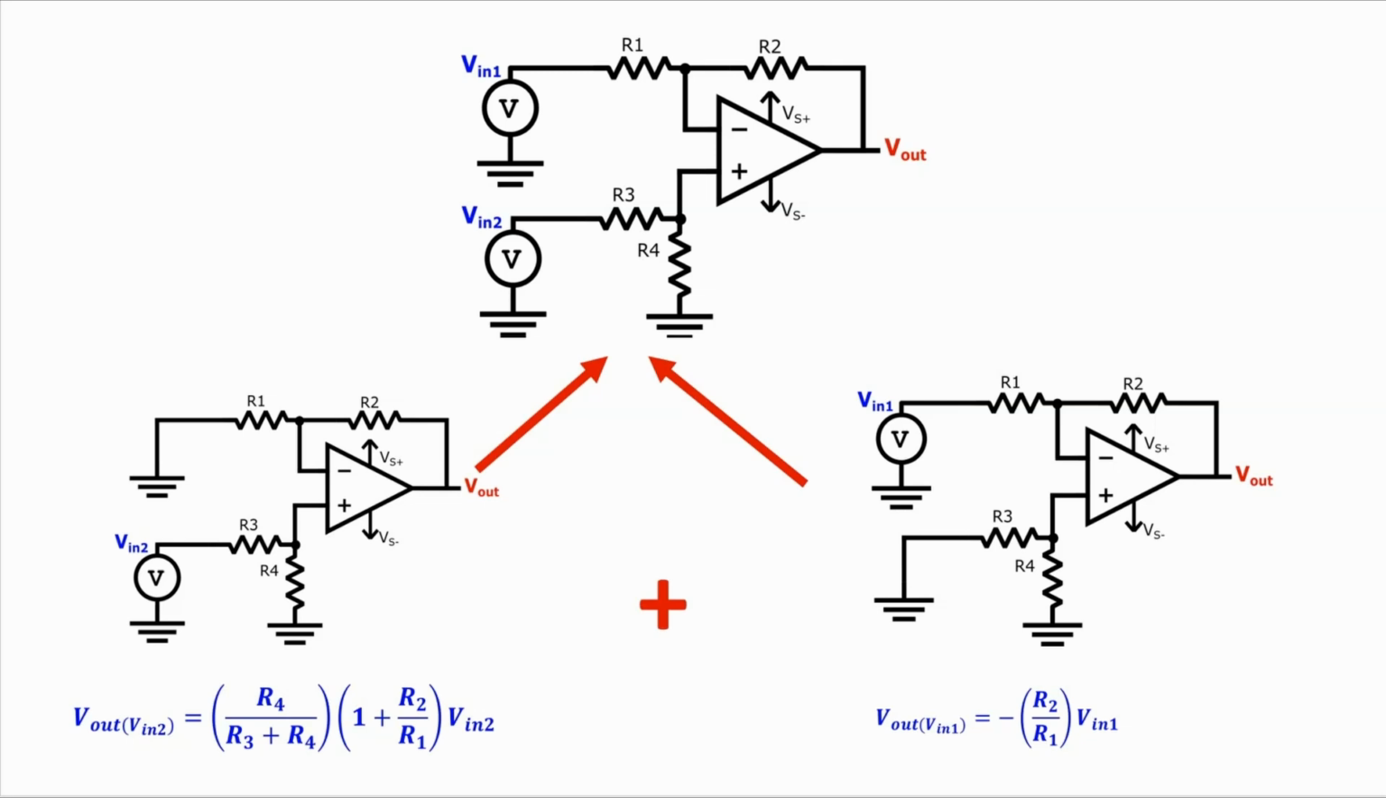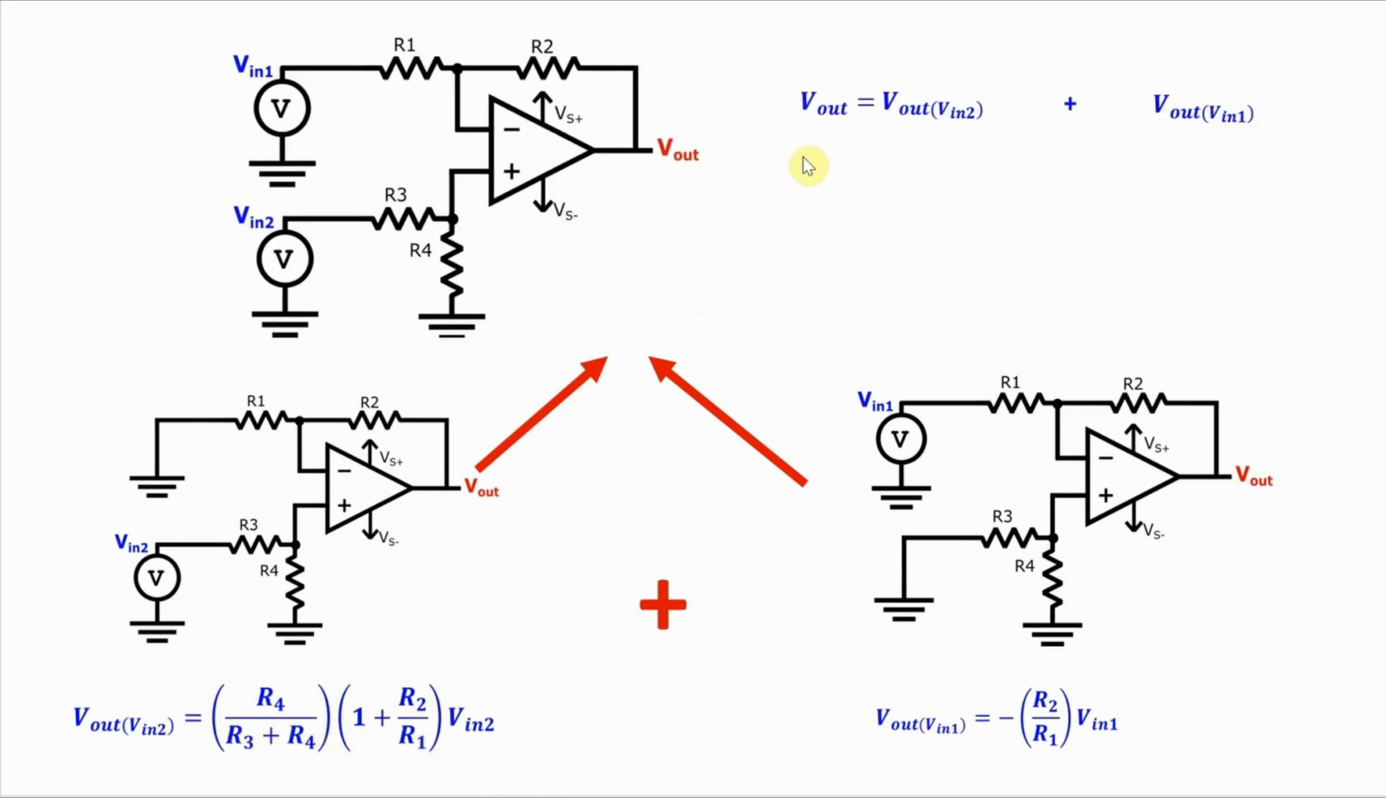Now we can take these two halves of the circuit with the two equations that we've just figured out, and it gives us a Vout that's equal to the Vout due to Vin2 plus the Vout due to Vin1 to give us an equation that looks like this.